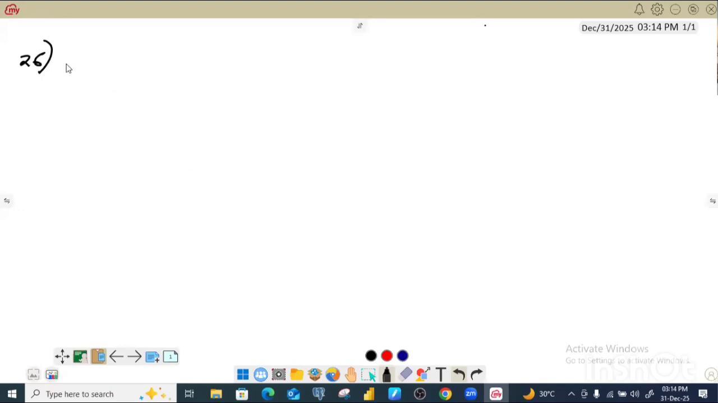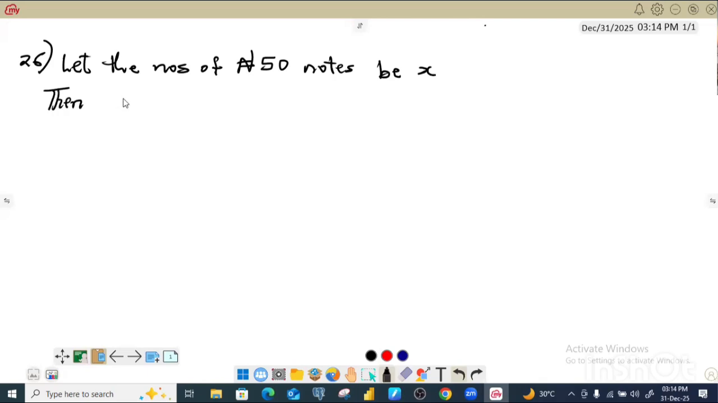Okay. Now, let's say we have, let the number of 50 naira notes be x. Then what will be the number of 20 naira notes to be? We don't need to use y since we have everything as 13.